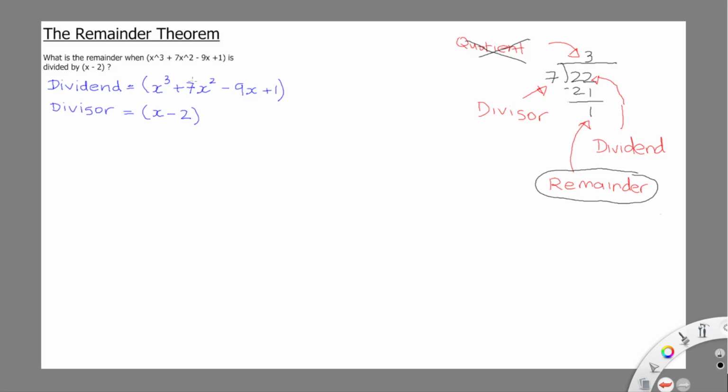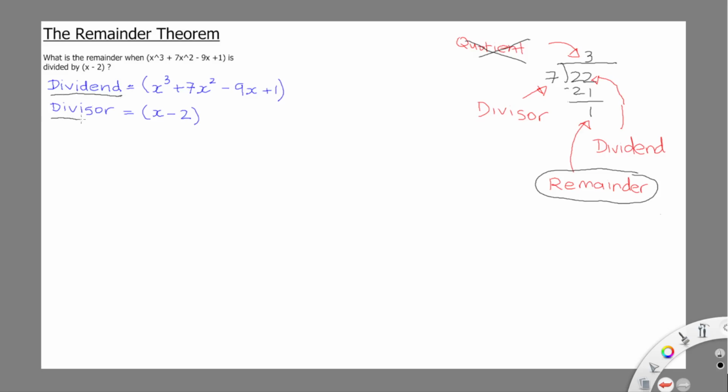Right? So most divisions, especially polynomial divisions, they're a lot of work. You've got to do a whole lot of calculations to come up with the answer. But if you don't want the answer, if you don't want the quotient, and all you want is the remainder, the remainder theorem is a little trick that helps you find the remainder very quickly, instead of having to do all that work.